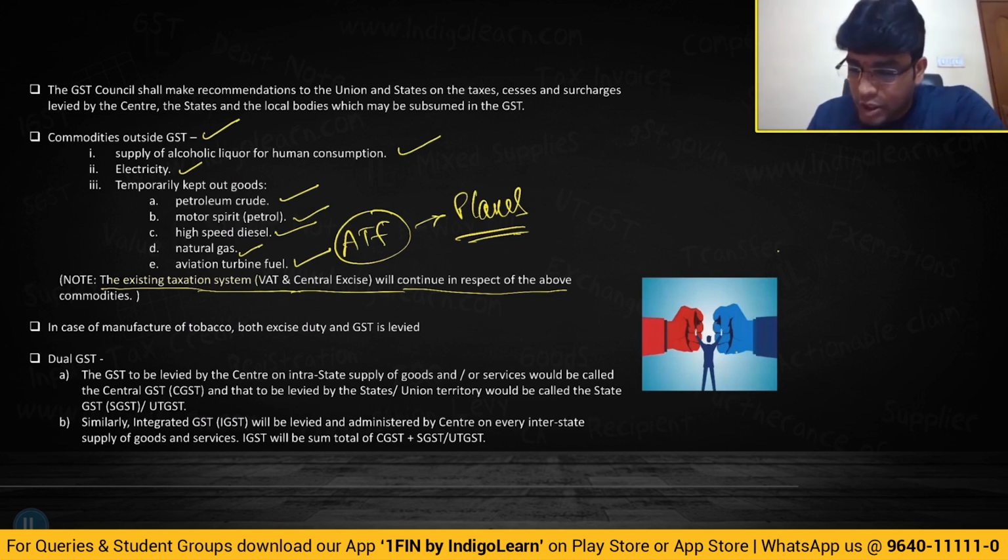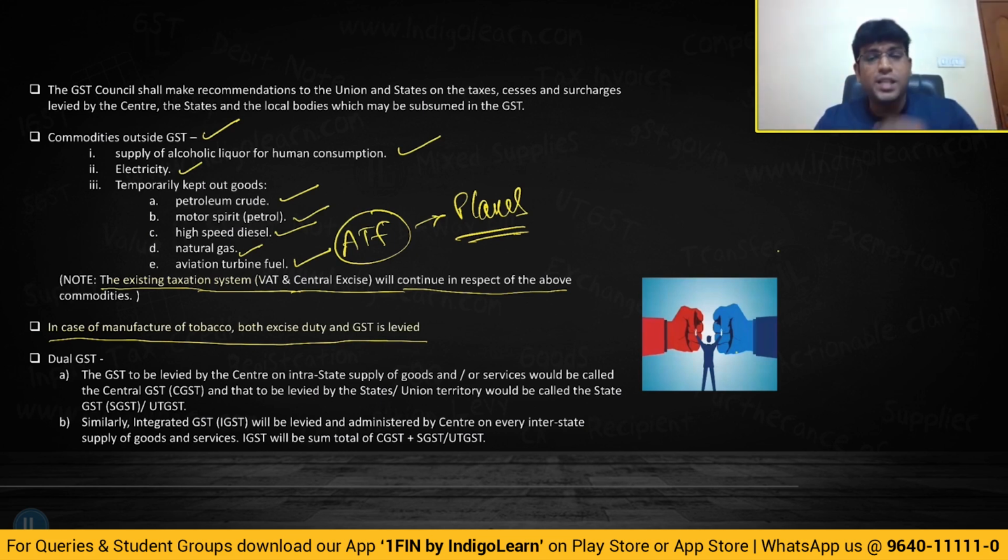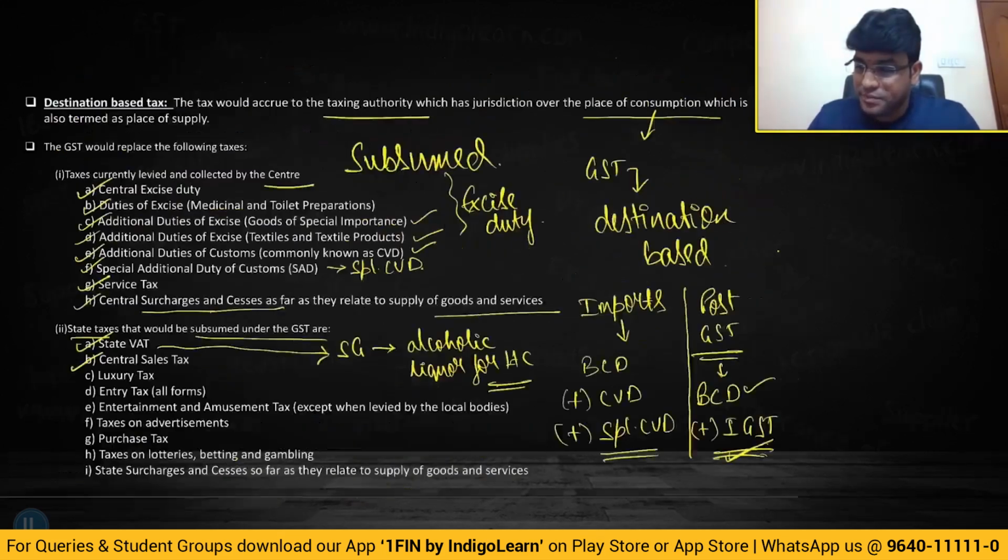I want you to look at this point also. In case of manufacture of tobacco, both excise duty and GST is levied. Both excise duty and GST is levied. That's what I already clarified to you before also. Are we clear? Right. Come back to discussion.